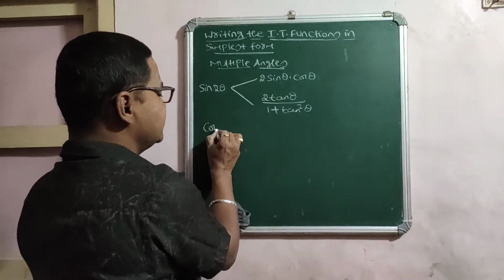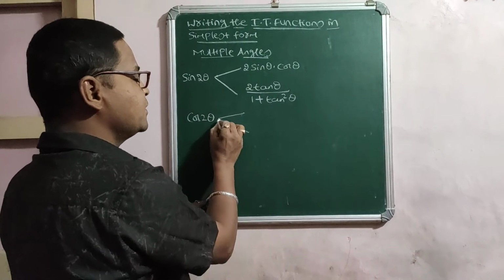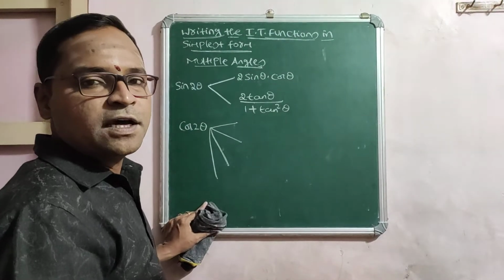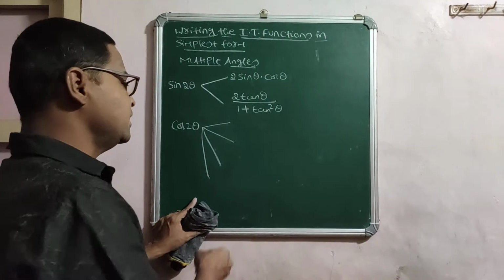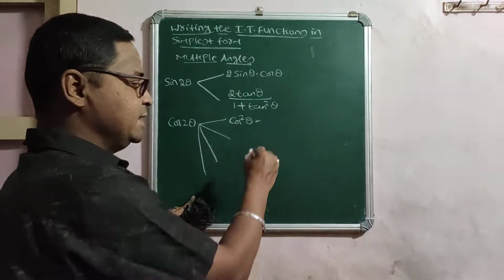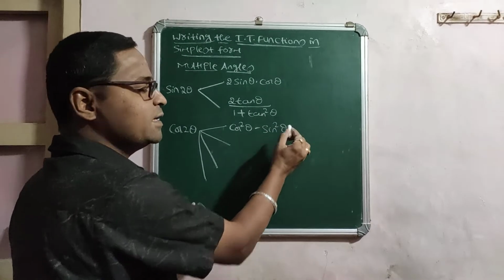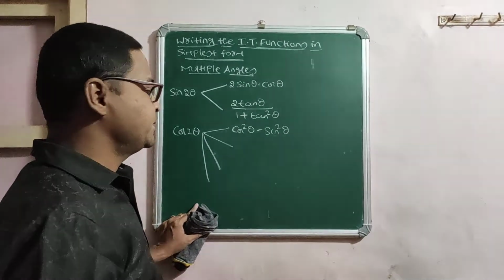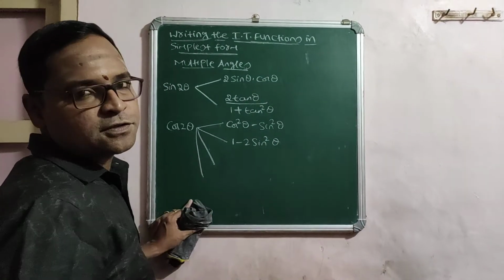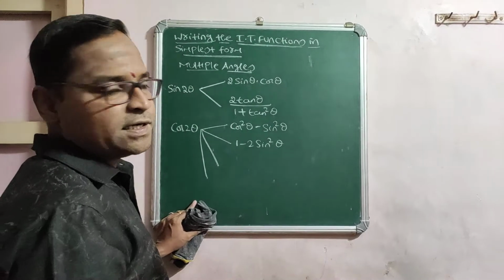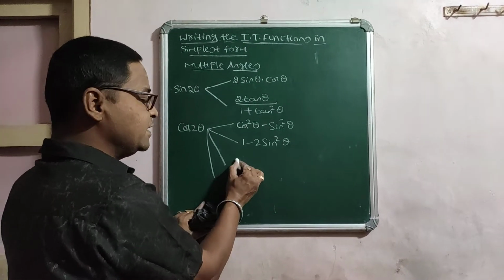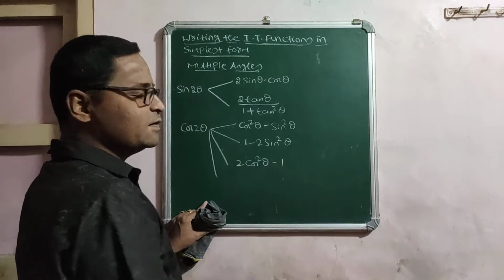Now let us discuss the formulas related to cos of 2 theta. When we consider cos of 2 theta, we have 4 formulas. First one, in terms of cos theta and sin theta, is cos square theta minus sin square of theta. The second one is 1 minus 2 sin square theta, that is we express cos 2 theta purely in terms of sine function. Similarly, the third one is 2 cos square of theta minus 1.